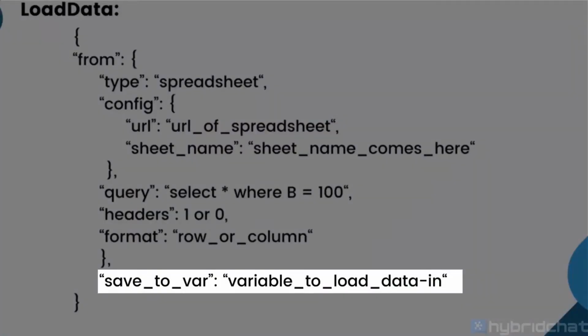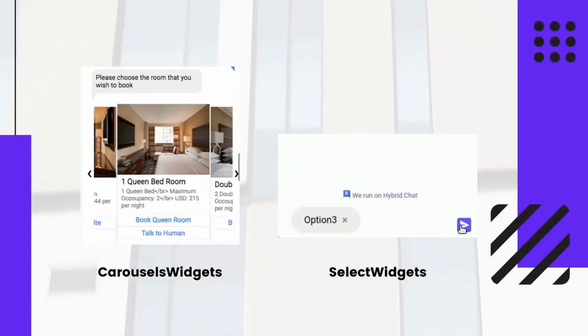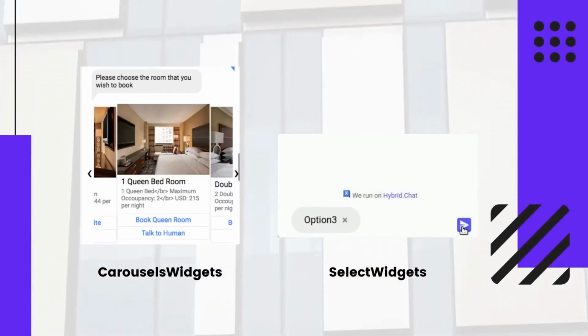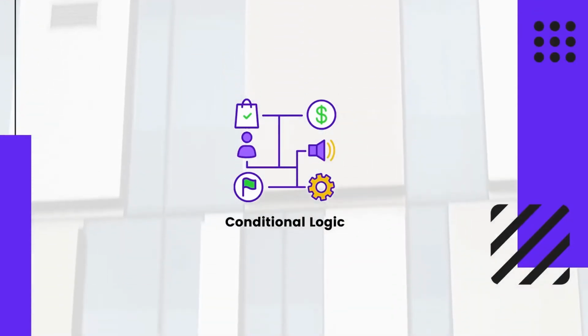The save to where parameter lets you set a name for the variable in which the data is to be stored. These variables can then be used in any part of the chatbot flow. The variable can be called in not only text responses but in several other advanced widgets like carousels, input select widgets, and even in conditional logic blocks.